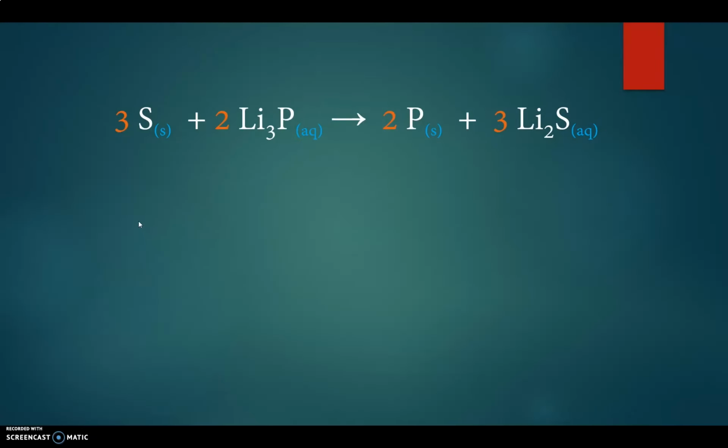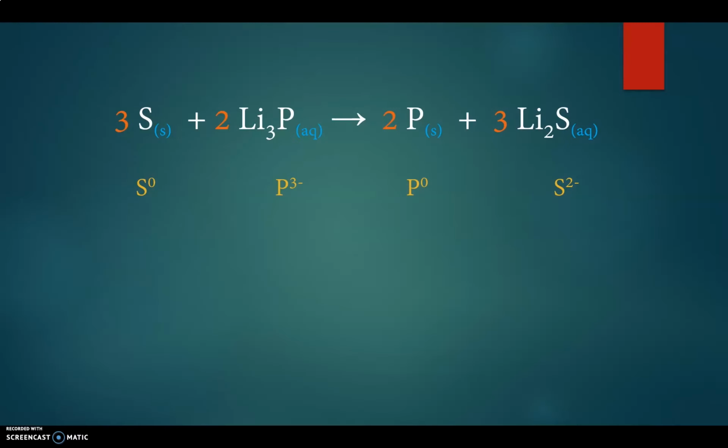The next step is to figure out the physical states. Sulfur is black on the periodic table, which means it's a solid. Lithium phosphide, lithium's a +1, phosphide's a -3, so the 95% rule says it'll be aqueous. Phosphorus, again, is black on the periodic table, meaning it will be solid. And lithium +1, sulfur -2 means that lithium sulfide will be aqueous.